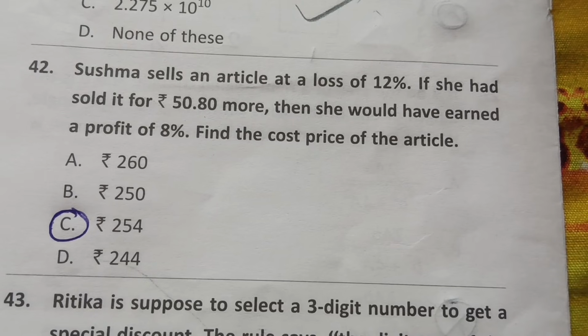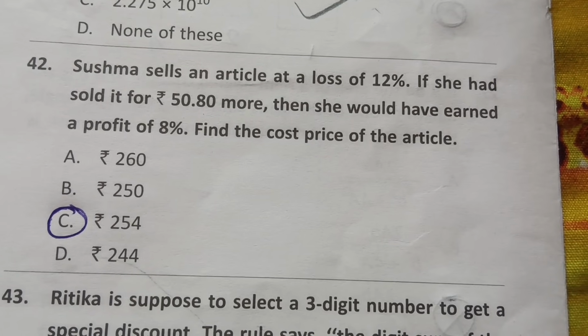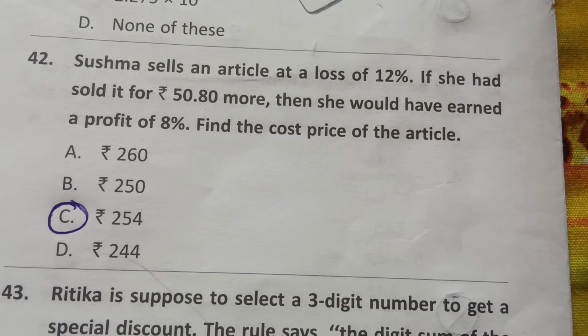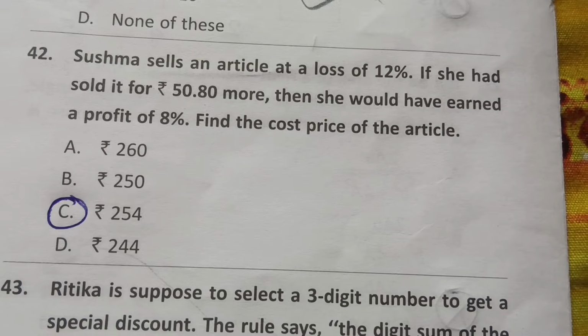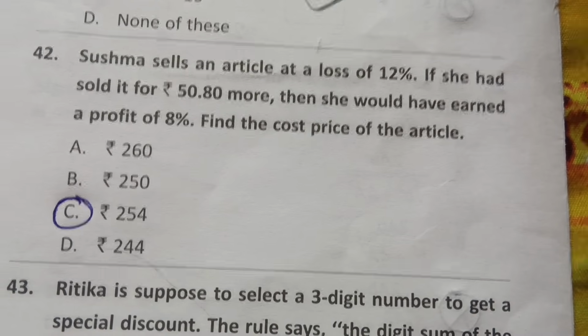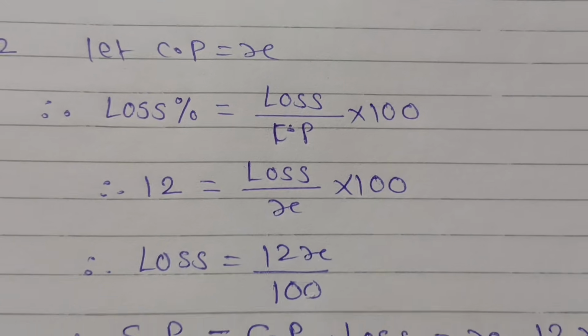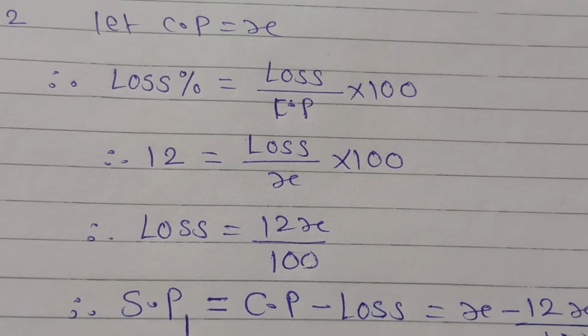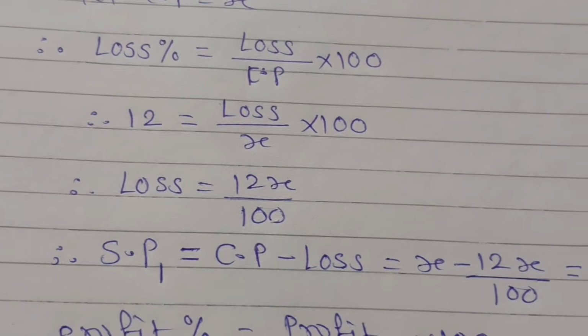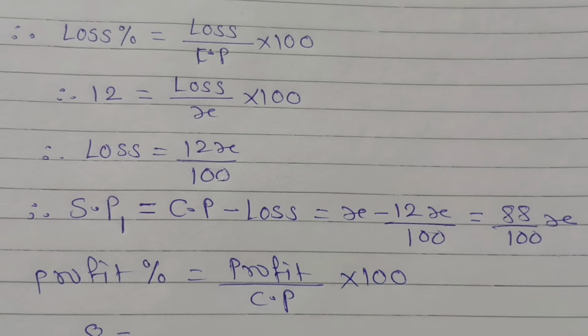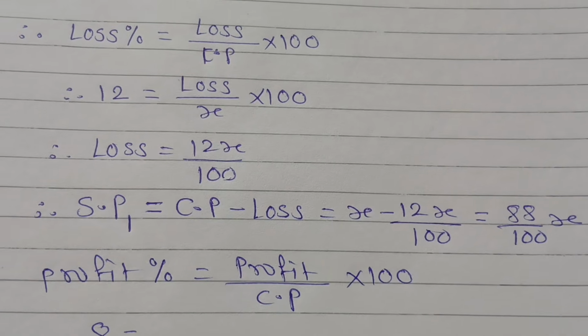Sushma sells an article at a loss of 12%, and if she had sold it for 50.80 rupees more, then she would have earned a profit of 8%. Find the cost price of the article. Let the cost price be x. Loss percent is equal to loss upon CP into 100. So loss is equal to 12x by 100. Now SP1 is equal to CP minus loss. So the first selling price will be 88 upon 100 times x.